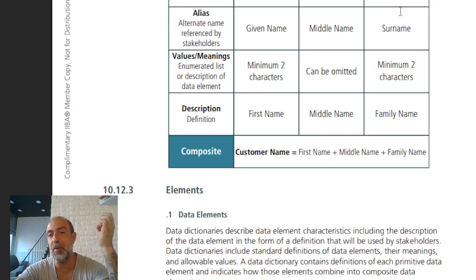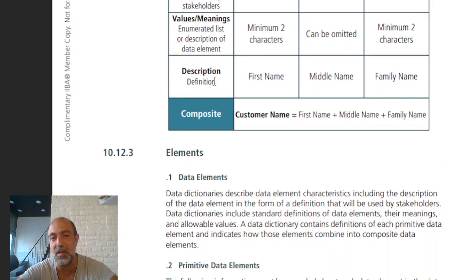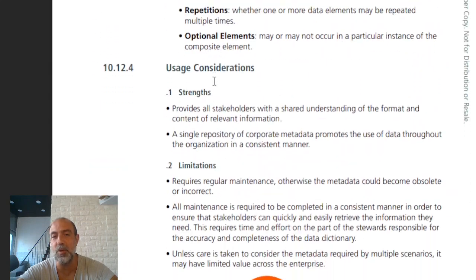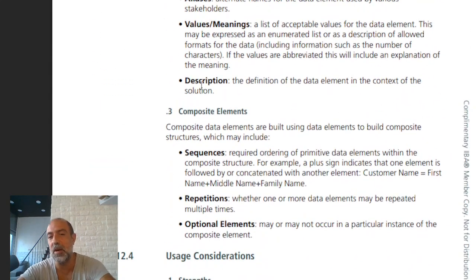It can be omitted, can't be omitted, minimum, right? It shows certain sets of rules or certain sets of allowing things. And the definition is the description, the definition of the data element in the context of the solution, right? A list of values and meanings is a list of acceptable values of the data element. This may be expressed as an enumerated list of a description or allowed formats for the data. But all of this is metadata around the actual person's name.